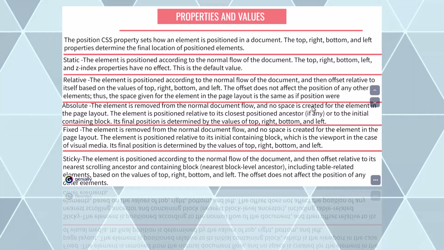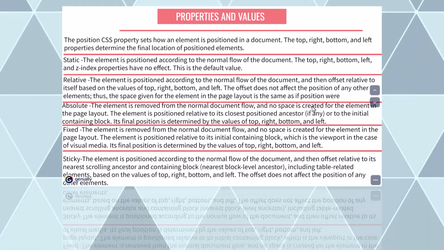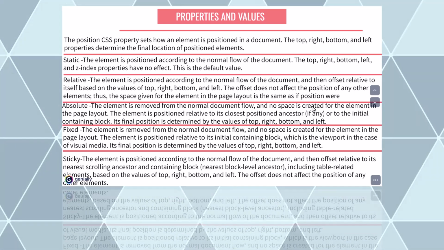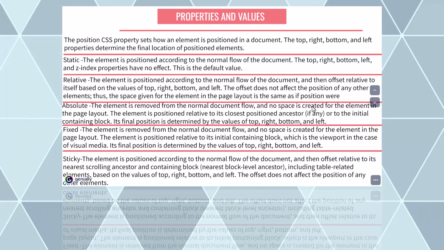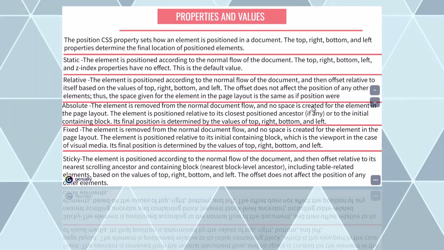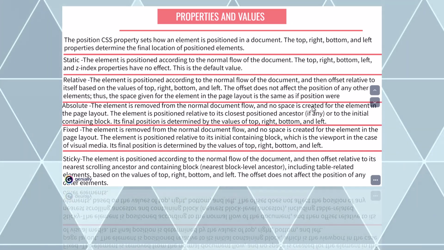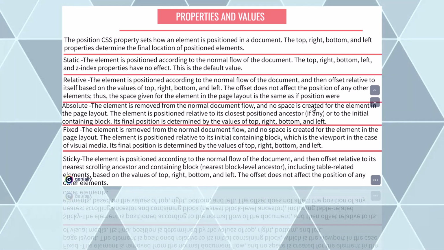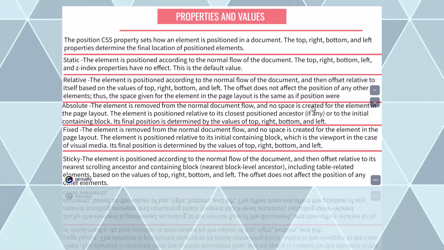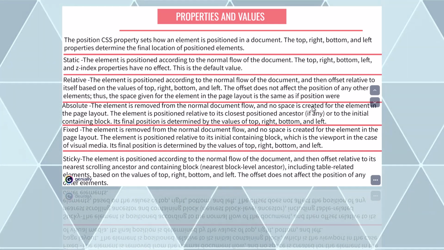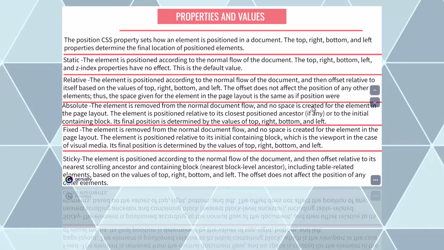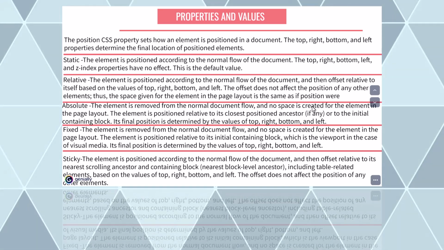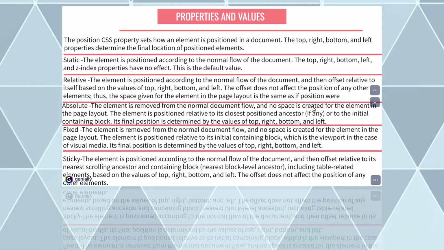Okay. So Cindy, can you read sticky and also explain what it means, or what you make out of it? The element is positioned according to the normal flow of the document and then offset relative to its nearest scrolling ancestor and containing block, nearest block-level ancestor, including table-related elements, based on the values of top, right, bottom, and left. The offset does not affect the position of any other element.